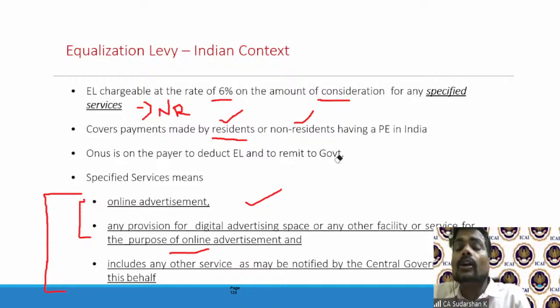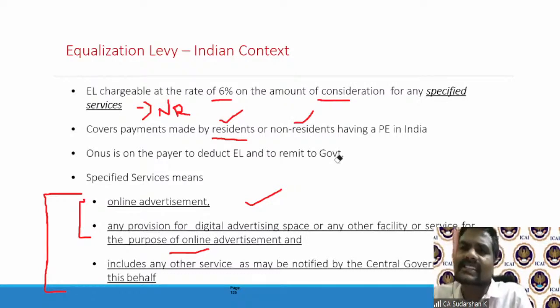Then on that 20 lakhs, 6%. So this is like your gross receipts, tax on your gross receipts, more like your turnover tax, like your GST. Gross receipts, 6% on gross receipts. So 6% on the amount of consideration is only applicable for non-residents. Please understand, the idea is to target only the non-residents here.